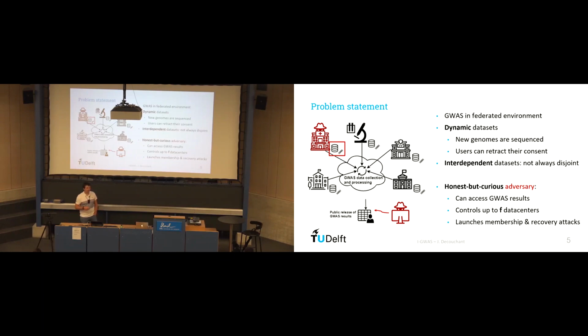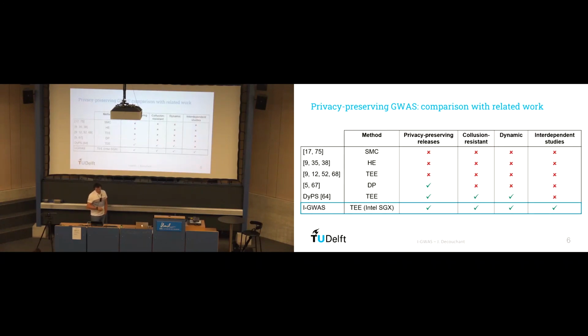With a membership attack, the adversary has access to a genome and is going to check if he participated in the study. And then if this attack succeeds, then you know that this individual has cancer, for example, which is pretty bad. And recovery attacks means that the adversary is going to try to recover all the genomes, which is equally bad. So if we look at existing works, there are several categories.